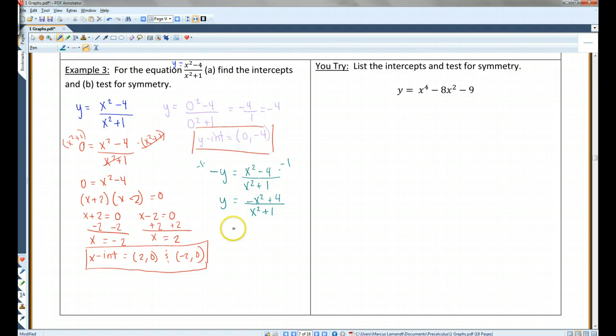Let's try the y-axis. So, got this. Going to plug in negative x to everywhere I see an x. Negative x squared is just x squared, because negative 1 squared is just a positive 1. This does equal this, so it is symmetric with respect to the y-axis. Okay? Alright, you guys can try this.